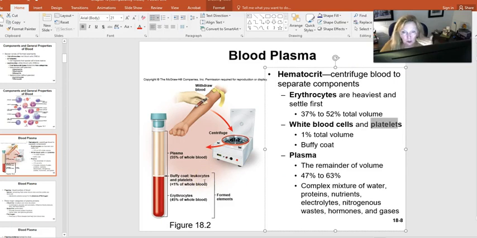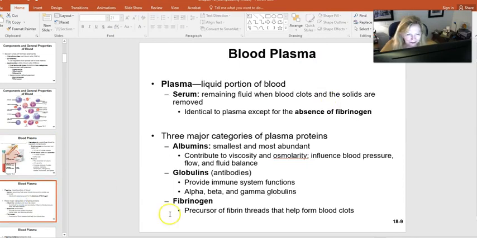So a CBC is a really valuable tool in diagnostic medicine, and someone can have a CBC result back within minutes of having their blood drawn. So it is a valuable diagnostic tool to get a complete blood count, which includes all of these values.